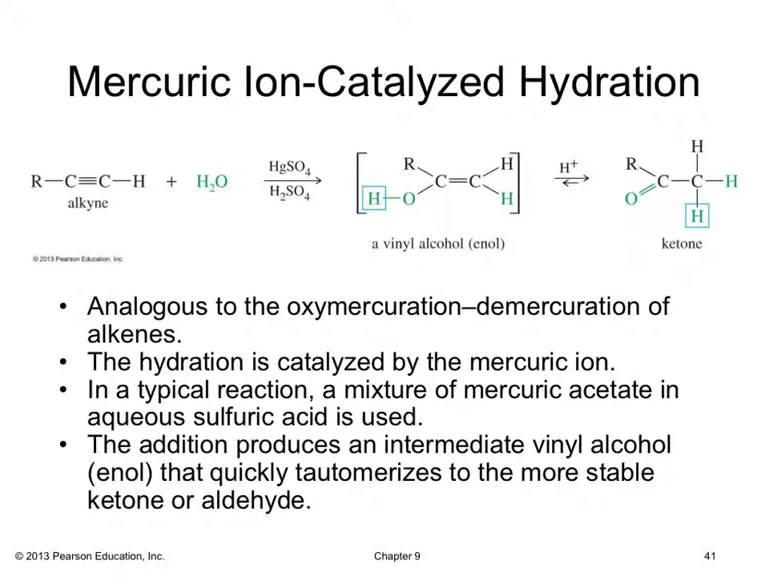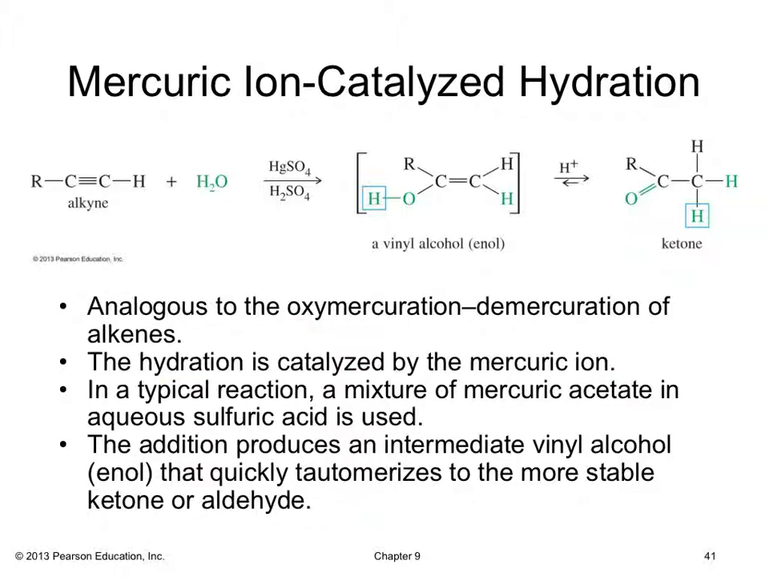So in the case of mercuric ion catalyzed hydration, in the presence of water and mercury, H2SO4, you're going to have Markovnikov addition, right, where the OH is on the more substituted carbon. In the presence of protons, this will rearrange from the enol to a ketone. It's analogous to the oxymercuration-demercuration of alkenes.